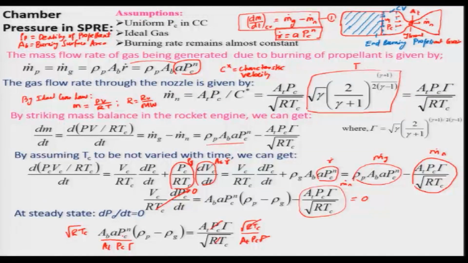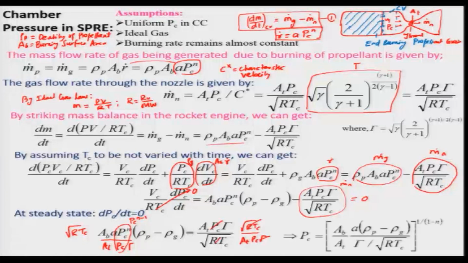If you look at this, you can get this expression as a P_C term. This is nothing but your P_C to the power n minus 1. So if I want to get P_C, I will get A_B by A_T, a by gamma, and rho_p minus rho_g divided by gamma root over R T_C, because you just take 1 over n minus 1 as the power, and you will get that very easily.